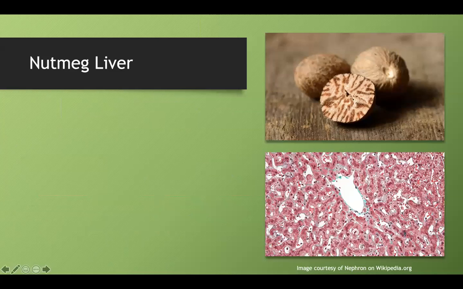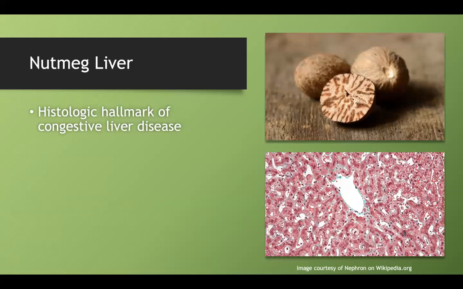This is a picture of what a nutmeg liver looks like. On the top right is a picture of an actual nutmeg, and you can see some of the similarities here. This is a hallmark of congestive liver disease. If your liver is congested, in the sense that it has a lot of fluid that's backed up in that area, it'll look kind of like this. And you can see the similarities between the two.